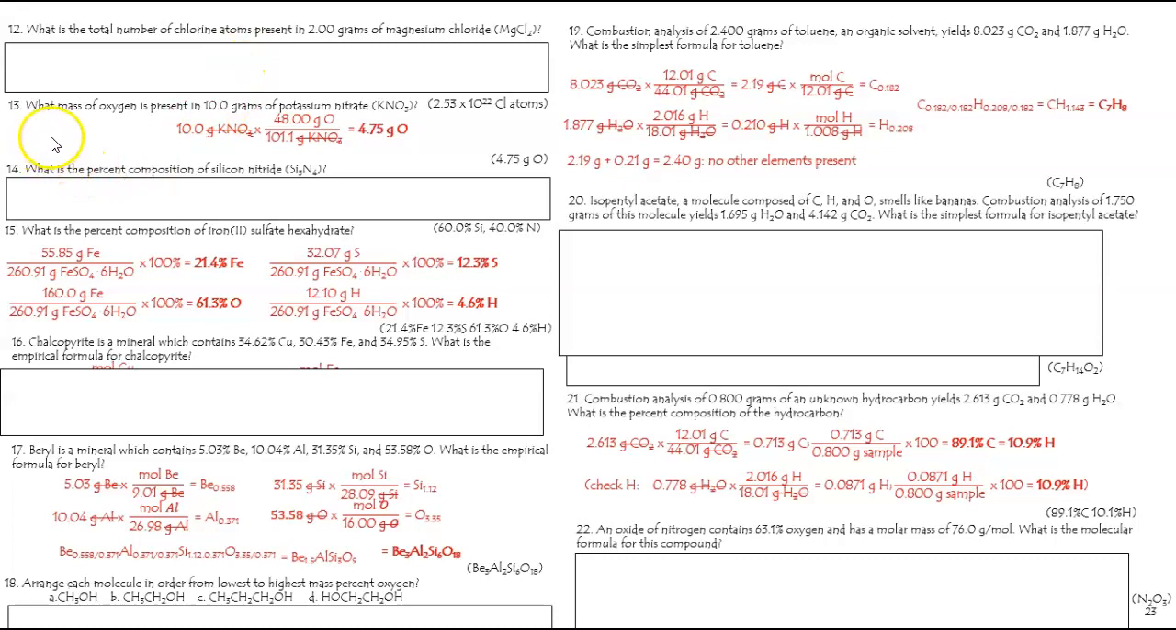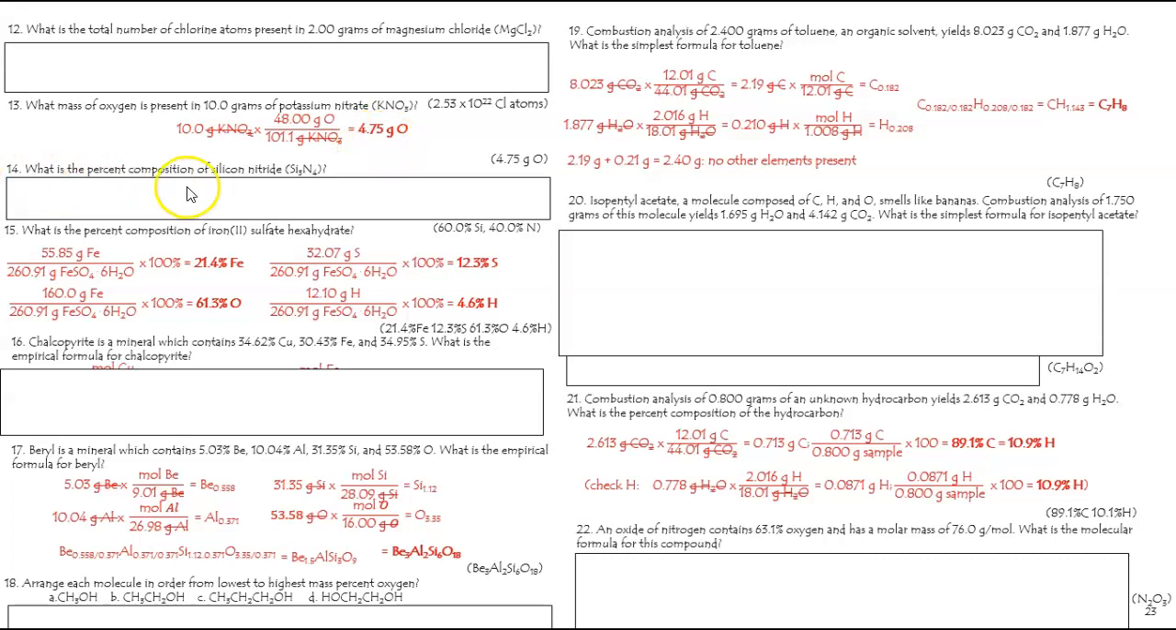Number 13 for me, what mass of oxygen is present in 10 grams of KNO3? Well, let's see. I'd have 10 grams. I'd figure out what fraction of a mole that is. And then I'd recognize that for every mole of KNO3, 48 grams of it came from the oxygen. So 10 grams of KNO3 is about a tenth of a mole, of which 48 grams came from oxygen, and blammo, it's 4.75 grams of oxygen.